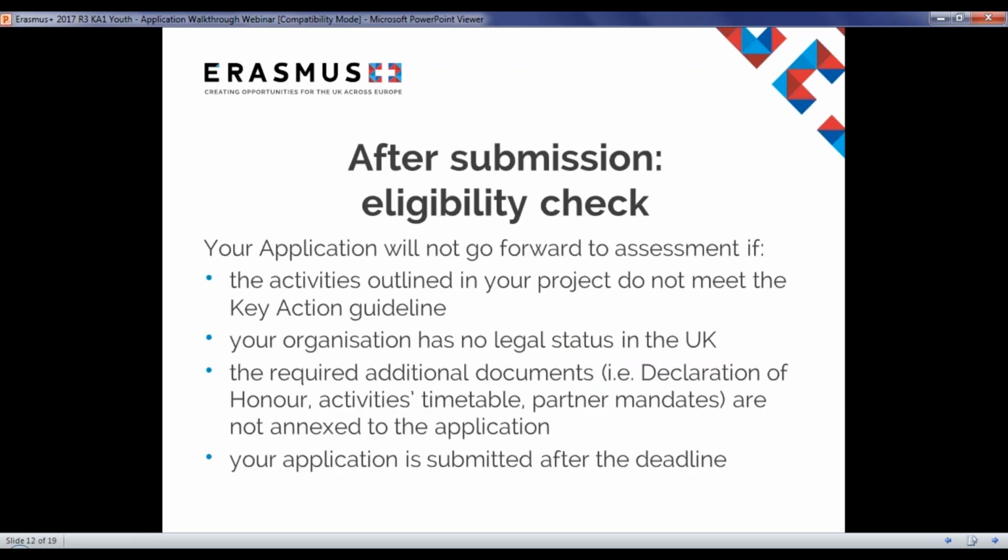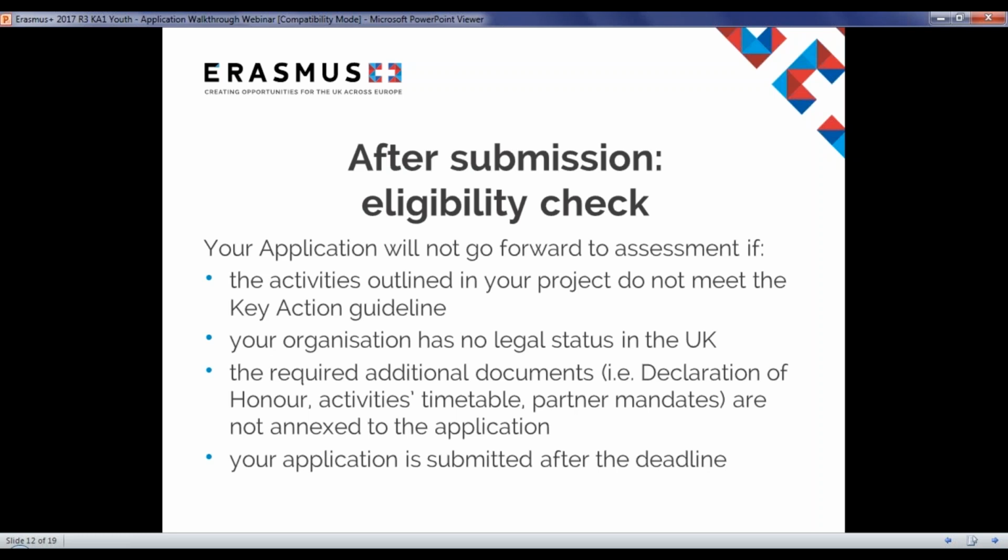Once you receive your application, the UK National Agency will do some preliminary checks on your application. Your application will be deemed ineligible and will not go forward to assessment if it does not meet any of the eligibility criteria specified in the Programme Guide for Key Action 1 Youth Mobility Projects. You will find these on pages 80 to 82.